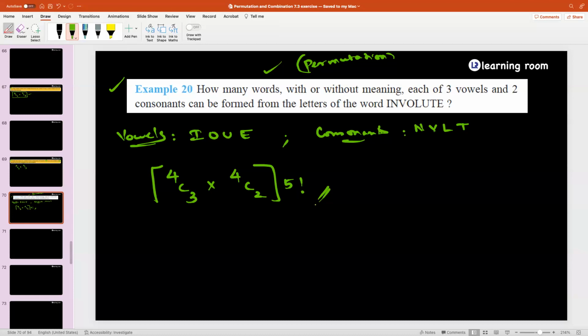Did you understand? Did you understand what I did? Yes. Out of the 4 vowels, you need to choose 3. And out of the 4 consonants, you need to choose 2. Into these, the 5 letters can be arranged among themselves in 5 factorial ways.